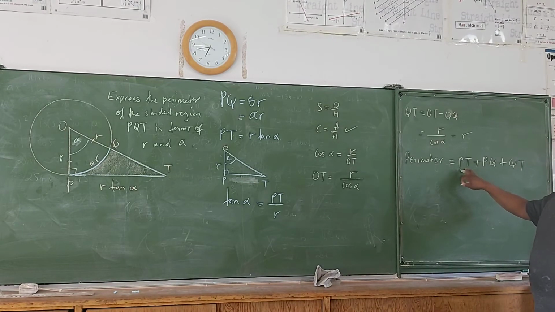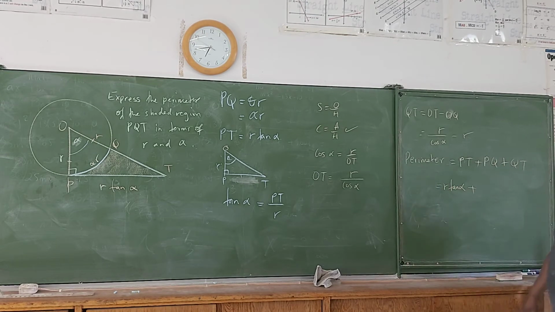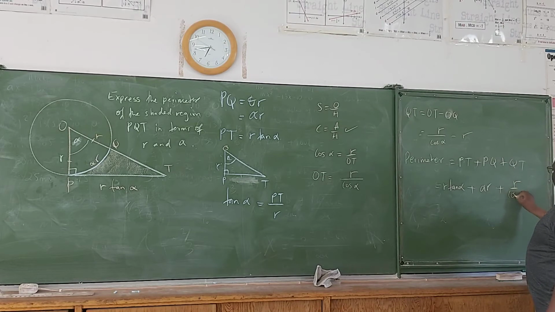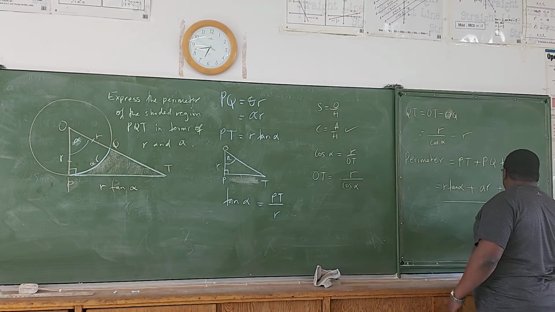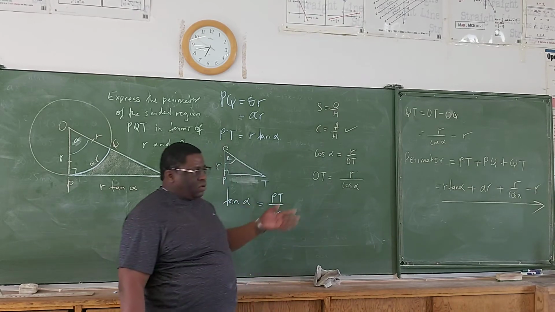PT, what is our PT? R tangent alpha. What is our PQ? It's on the board. Alpha R. What is our QT? The one below. Can I put this one in front? Then you get an idea? Then it's minus, but it's fine, it doesn't matter. R over cos alpha minus R. Exactly. Is that the answer? What else can you do there?